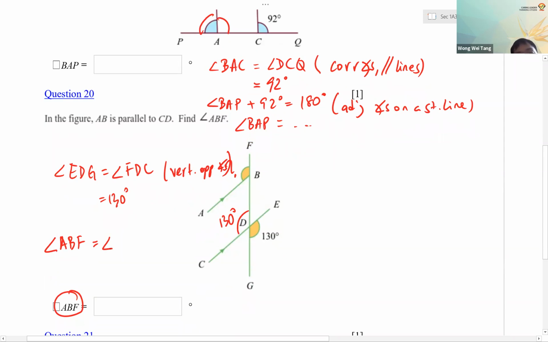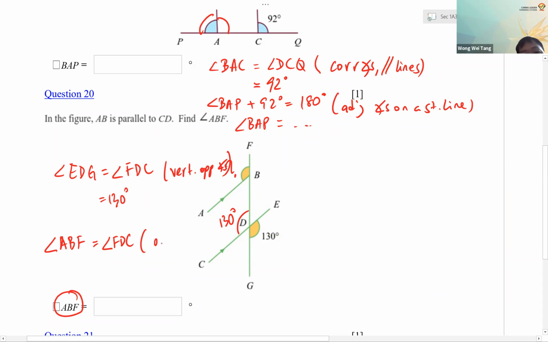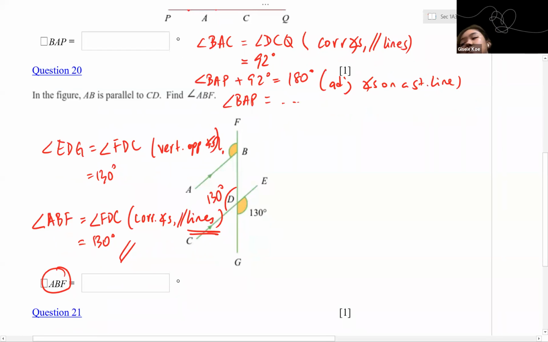Equals to angle FDC. Good. What is the reason? Corresponding. Good. Corresponding angles, parallel lines. You need to include the second part. And so this will be 130 degrees. Okay, simple. Simple, right, Giselle?